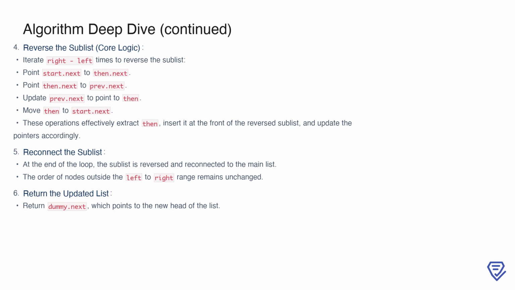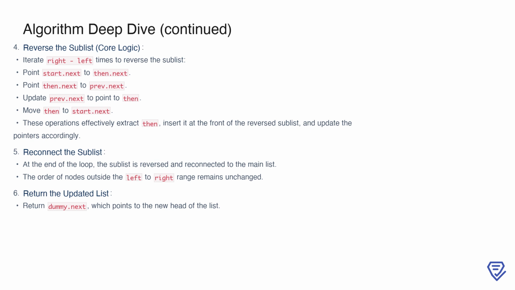Then, we insert then at the front of the reversed sublist by setting then.next to prev.next and updating prev.next to point to then. Finally, we move the then pointer forward by setting it to start.next, preparing it for the next iteration. These steps ensure that each node in the sublist is repositioned correctly, and by the end of the loop, the entire sublist is reversed.